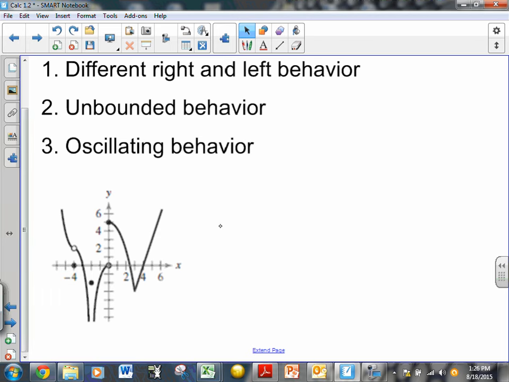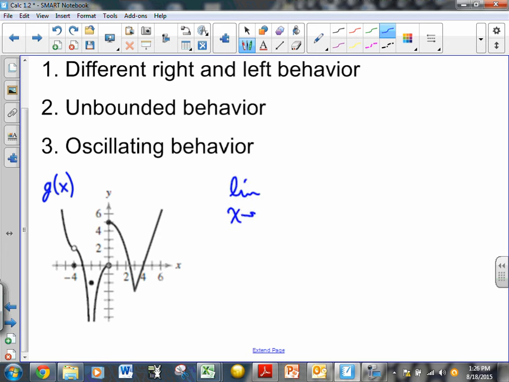Take a look at this graph here. Lots of stuff going on. So let's just call this, for our sakes, g of x. In this example, if I wanted to find the limit as x approaches -4 of g of x, pause right there and see if you can figure out what that would be.